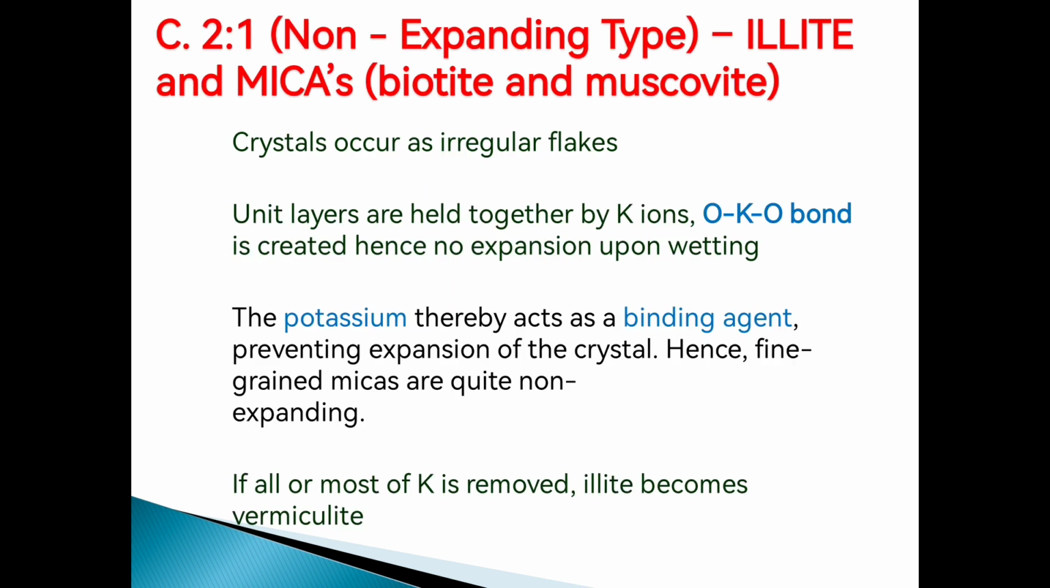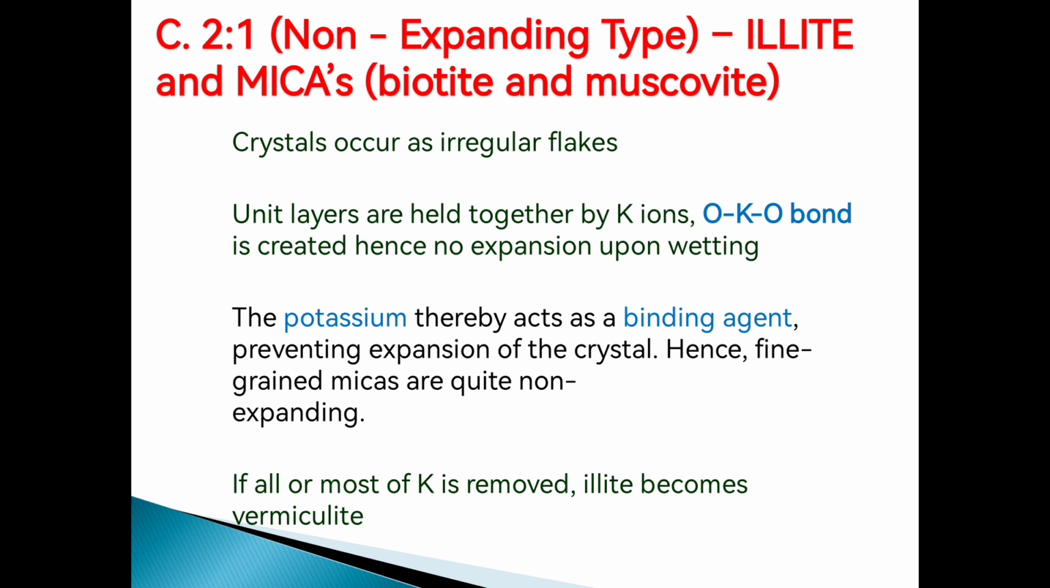Then we also have another type of clay colloid, which is the 2:1 non-expanding type. It doesn't expand. And that includes illites and micas, the biotite and muscovite. Here, the crystal occurs as irregular flakes. The unit layers are held together by potassium ions. So earlier in kaolinite, it was held by hydrogen bond. In the Montmorillonite and smectites and vermiculite, they are held together by oxygen-oxygen bond.